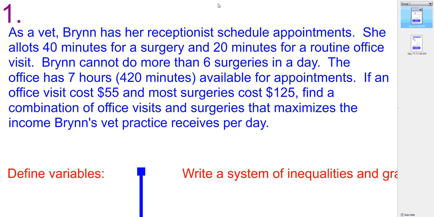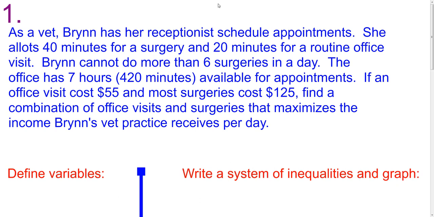And now here's some restrictions. Bryn can't do more than 6 surgeries in a day, and she only has 420 minutes or 7 hours to be available for appointments. And then she's got some costs, some money that she's trying to make. An office visit costs $55, and most surgeries cost $125. And you want to find a combination of office visits and surgeries that maximizes Bryn's profit per day.